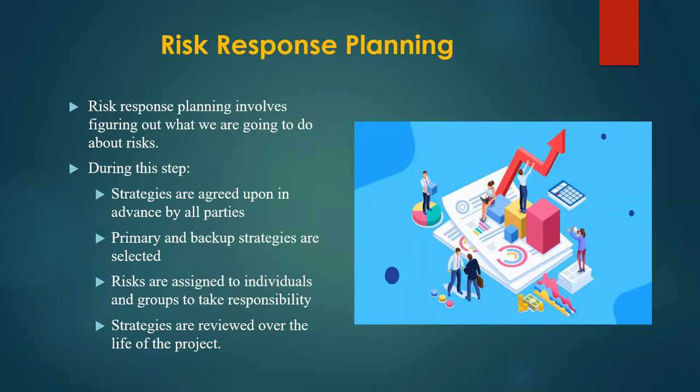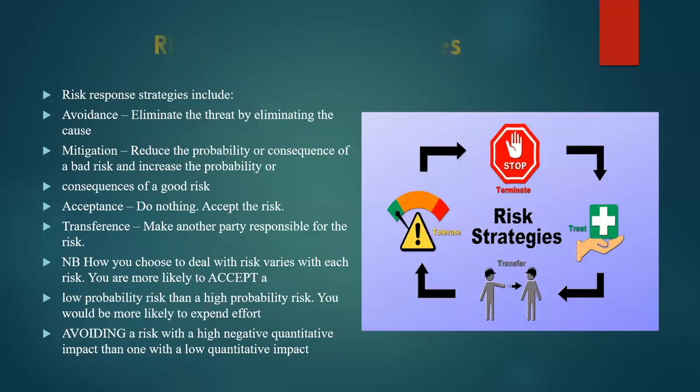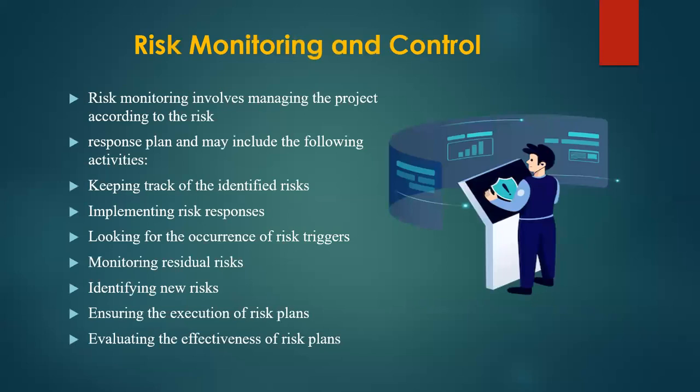And talking about these strategies, as a project manager, we have to be looking at avoidance, ways to mitigate them, accepting, transferring, looking at low and high probabilities in order to meet up with deadlines, because these risks always hinder the progress of the project, and project managers do not always meet up with the deadline. Finally, we have to monitor and control these risks. This will involve managing the project according to the risk response plan, keeping track, looking for triggers, monitoring residual risks, and identifying new risks.